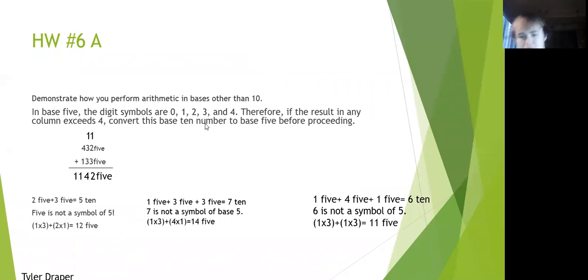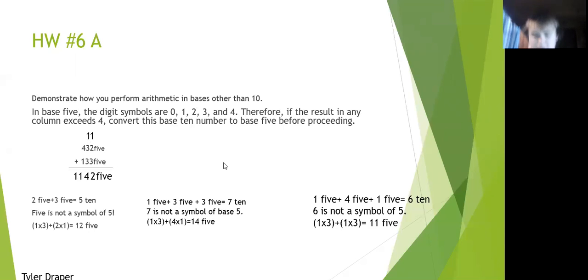Equals 6 base 10. 1 plus 4 plus 1 equals 6. 6 is not a symbol of base 5. We know that our symbols are 0, 1, 2, 3, and 4. So we need to find an equation to break it down using those symbols. 1 times 3 is 3. 1 times 3 is 3. 3 plus 3 equals 6, which was what we had. And we're going to get 11 base 5. So then we have our 11 here. So our final answer will be 1,142 with a base of 5.